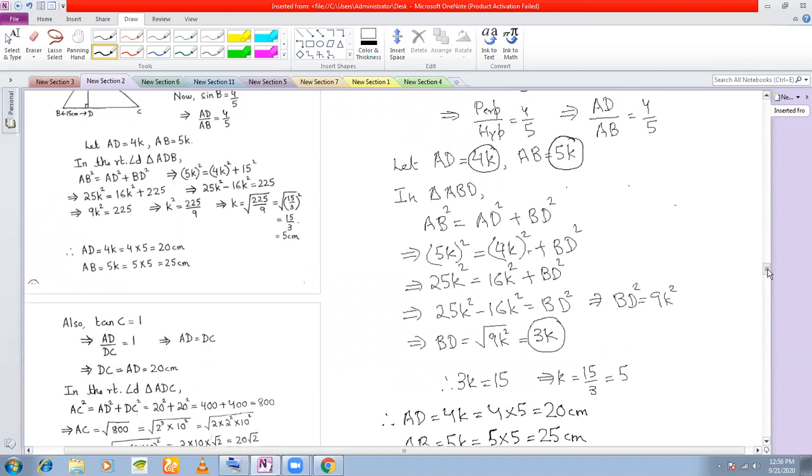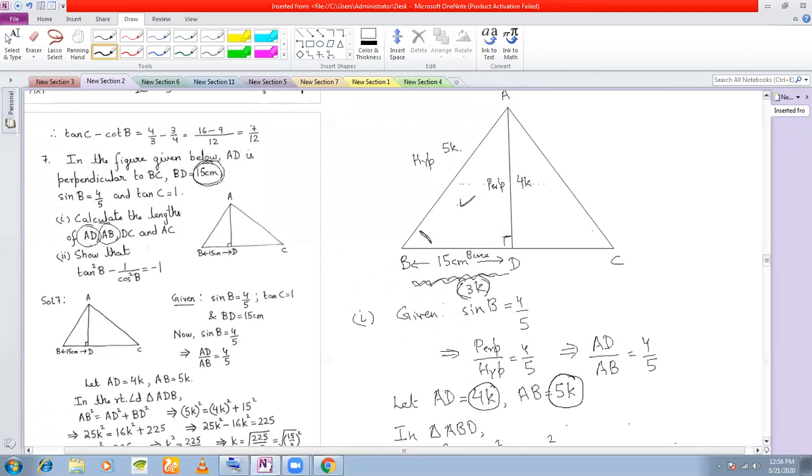Okay, so we've got the length of AD and AB. In the first part, we have got the two lengths, AD and AB. We shall now proceed to calculate the length of DC and AC. DC, this length, and AC, this length. So we'll consider this right angle triangle. Okay, so let me just erase all this.